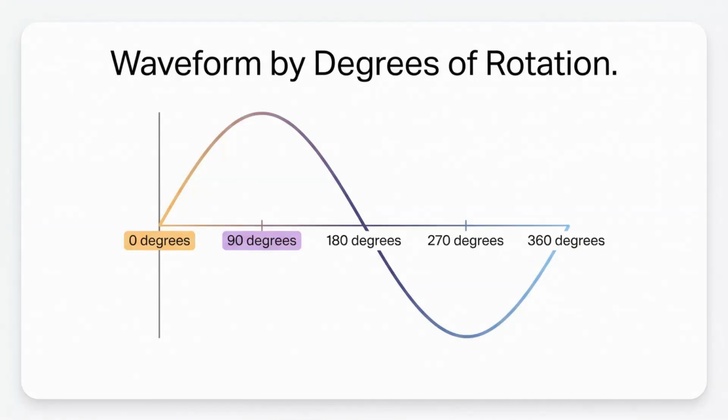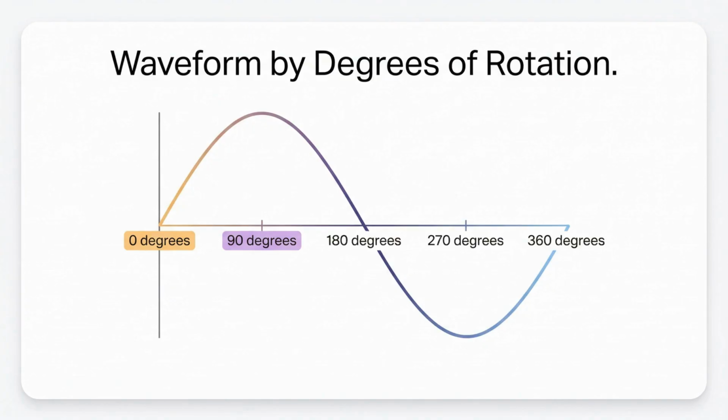Instead of just measuring time, we can also label the horizontal axis in degrees of rotation. This perfectly maps the output voltage to the physical position of the spinning generator coil. A full circle is 360 degrees, which corresponds to one complete revolution of the generator armature, and therefore one complete cycle of the alternating current.